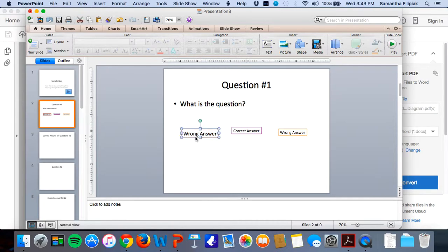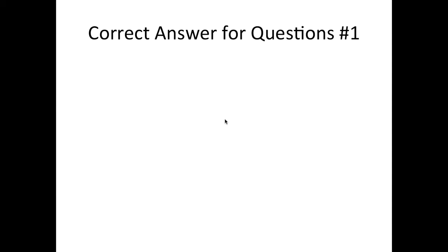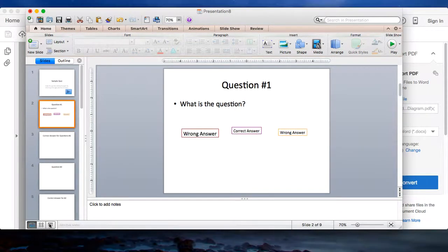Okay, now the thing is, my students are in this. If they click on correct answer, it takes them to the correct answer slide, which we'll show how to move in a minute. However, if they click on wrong answer, they have to actually be able to come back to the question. We want them to answer until they get the correct answer.